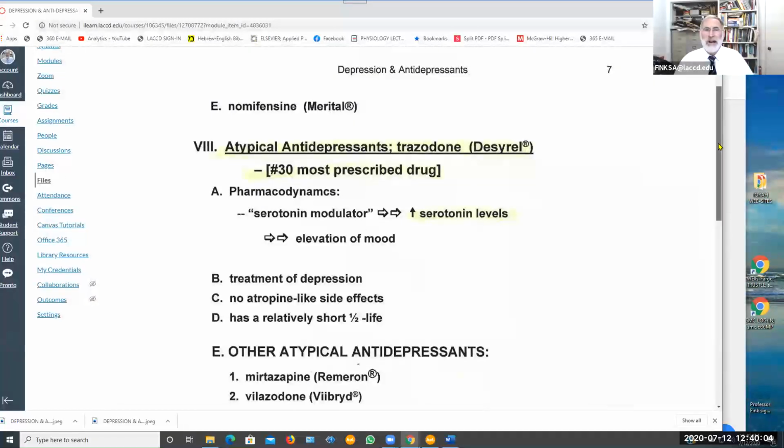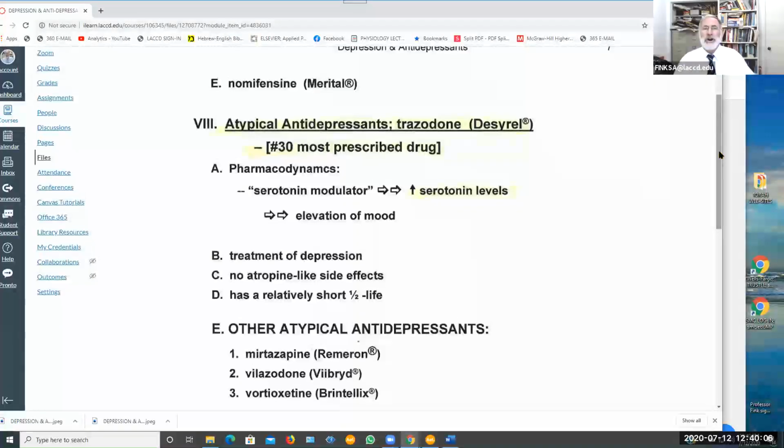Another class of antidepressant drugs are called the atypical antidepressants. This includes Desyrel. Desyrel was ranked number 30 among the most prescribed drugs in the United States. It specifically raises serotonin levels, just like the selective serotonin reuptake inhibitors. The mechanism is a little bit different than the SSRIs.